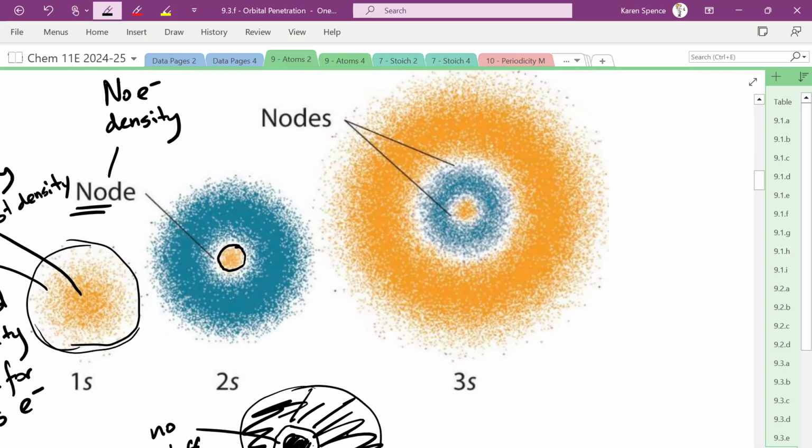And then we have the 3s orbital, which is bigger still. It still does have density at the nucleus, but it has 2 nodes. Okay, it's got 3 sort of shells. What do they call them? Concentric shells. 3 concentric spheres, not shells, spheres. Okay?